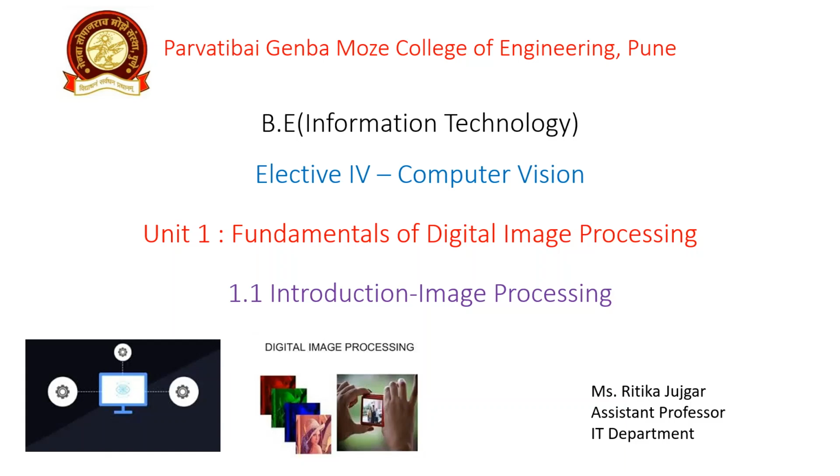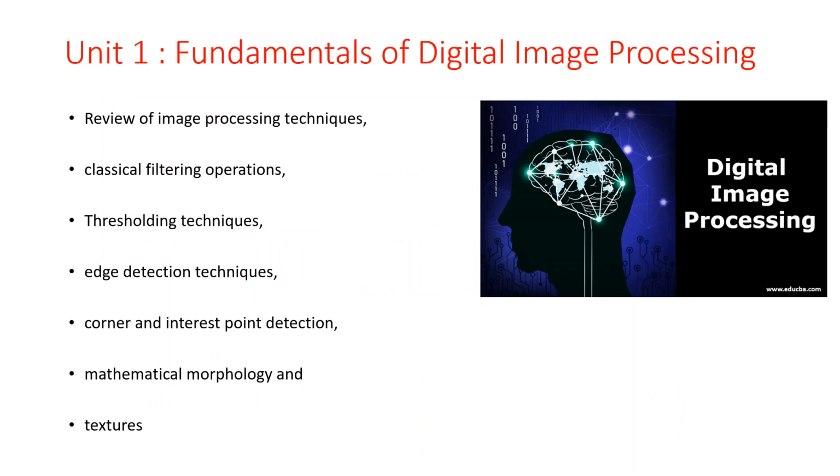So the course is Information Technology Elective 4, which is based on computer vision. Computer vision contains a total of 6 units. In this video we start our Unit 1, which is based on the fundamentals of digital image processing. In today's lecture we discuss what computer vision is and what the different applications used in computer vision are. So this is a simple overview of Unit 1.